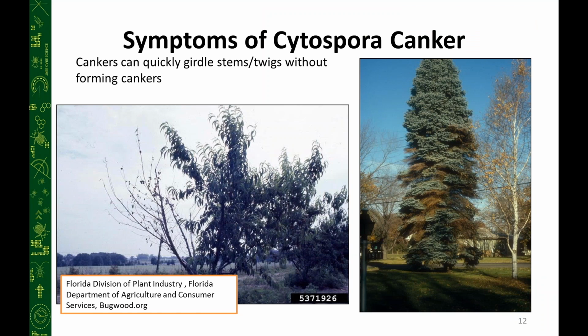we might not see any of these cankers, and we might just see sudden and rapid branch death, as shown here on this peach tree in the left picture, where we just get a sudden girdling of the plant, and likewise over in our picture on the right, where we have several suddenly dead areas of a spruce tree.